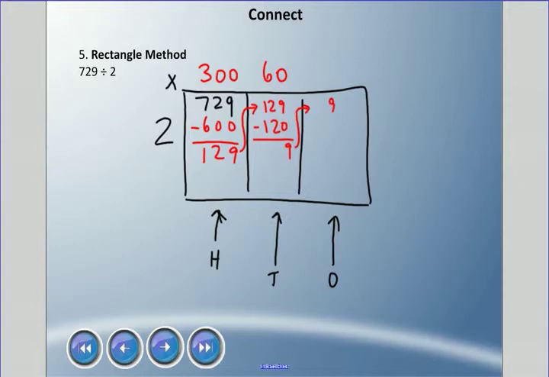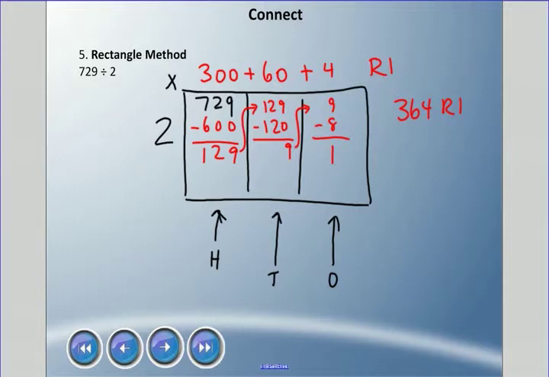2 times what, what's the highest I can go up to 9? 4. 2 times 4 is 8. I'm going to subtract that. I'm left with a 1. Now, that 1 is going to be a remainder. So I can put that there, remainder 1. And I'm going to add these up. 300 plus 60 plus 4 is 364, remainder 1.